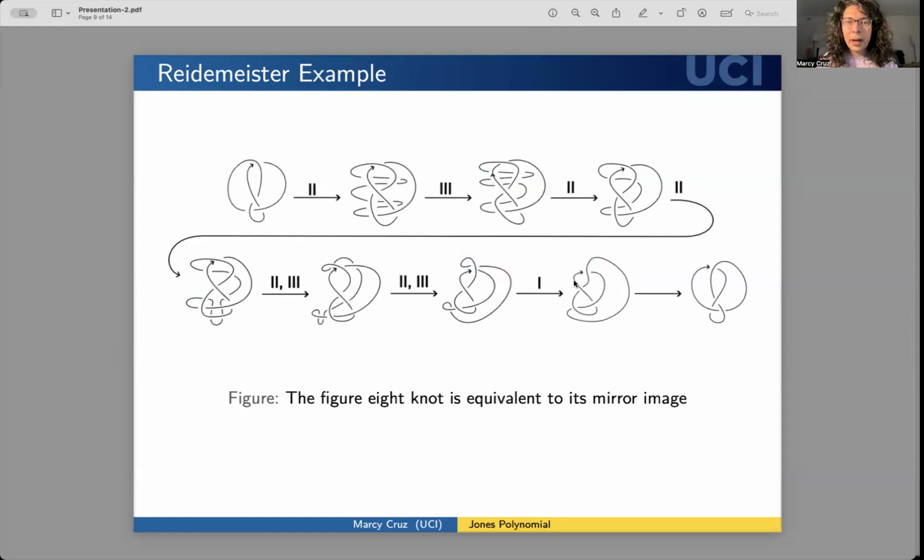We have an example of this process here using the figure eight knot. As you can see, after a finite number of moves, we have transformed the figure eight knot into its mirror image. This lets us definitively say that these two knots, well, I guess it's the same knot, but the figure eight knot and its mirror image are equivalent knots.